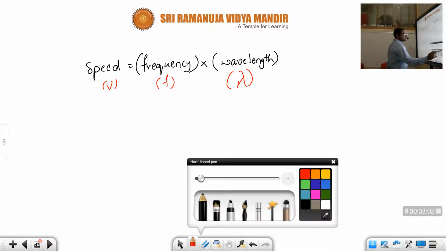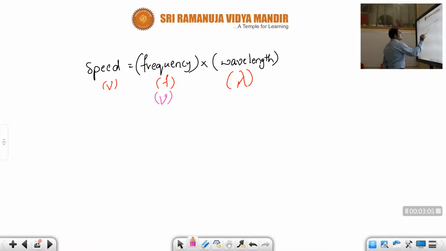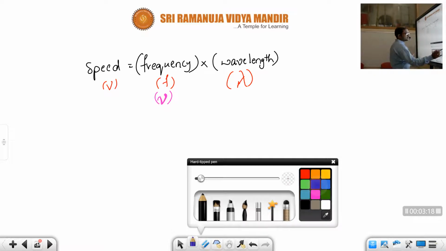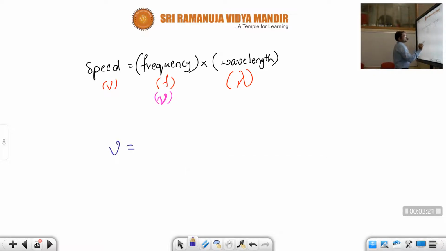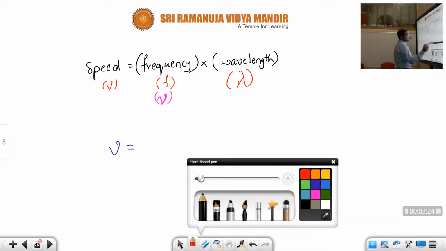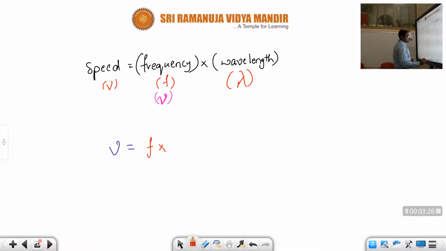In books you might have seen a small v like this used for frequency. But in our discussion I am denoting frequency with small f. In our discussion, I am using the speed formula: speed is equal to frequency f into wavelength of light lambda. So children, see here, speed equals frequency into wavelength lambda.